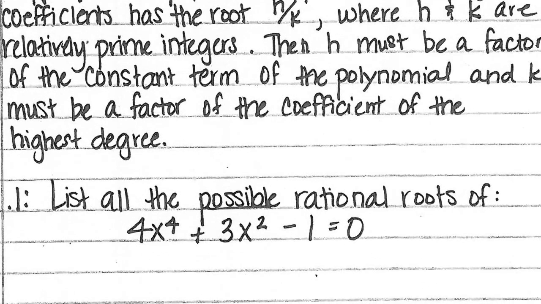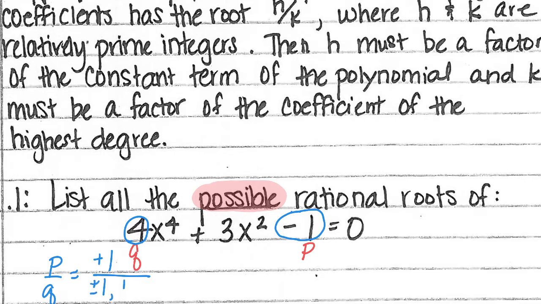So the first question, I have some keywords just like always. My first question says list all the possible. So I tell my students, put possible, we're going to put our p's over our q's. And what that means is that if I take all my p's and all my q's, I'm taking the factors. Well, there aren't many factors of 1. I know plus or minus 1 is a factor of 1. But it's going to be over the q's, and there's a couple factors of 4. Plus or minus 1, plus or minus 2, plus or minus 4.